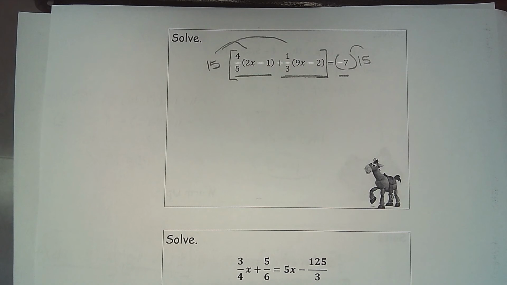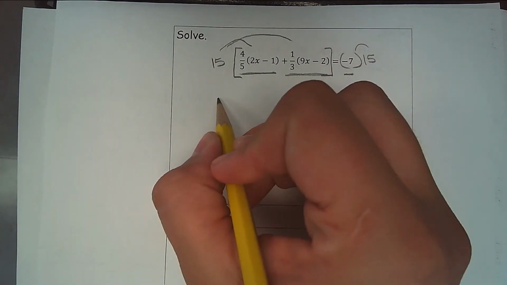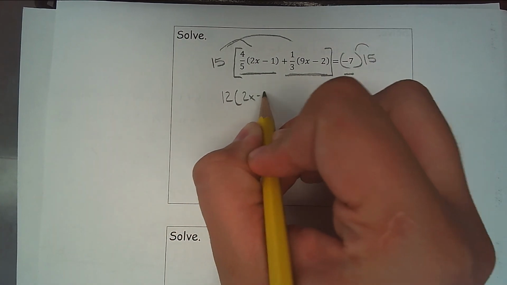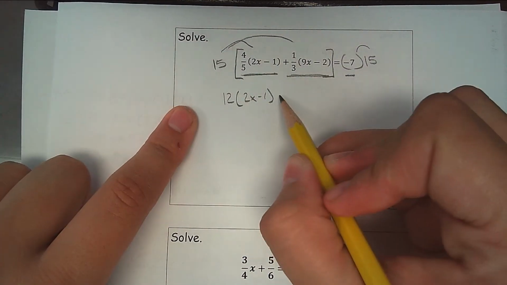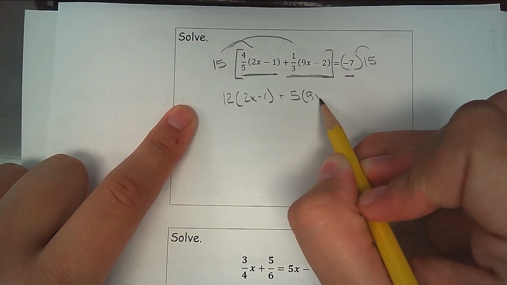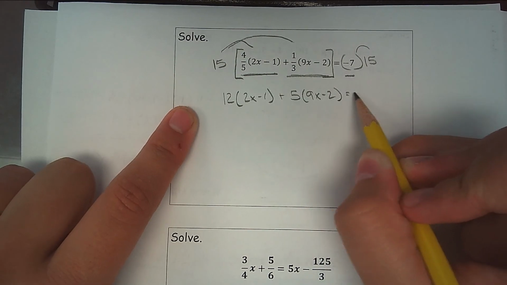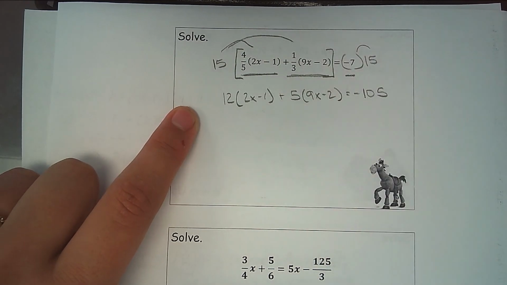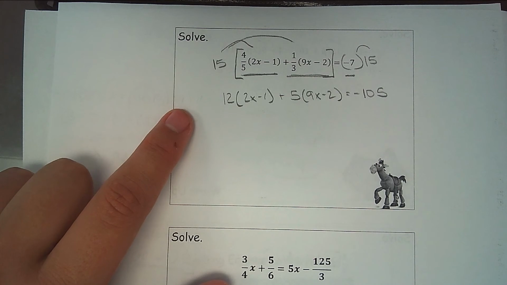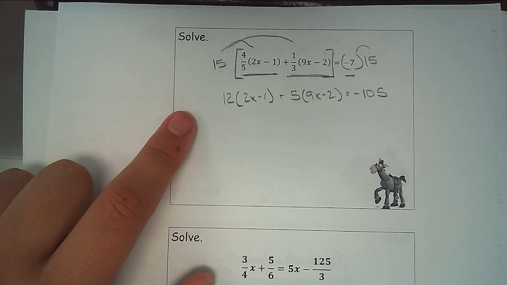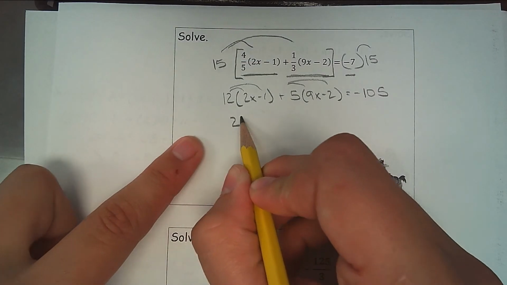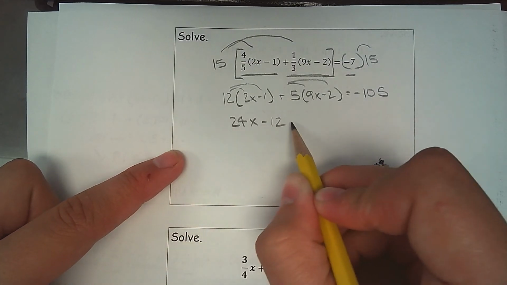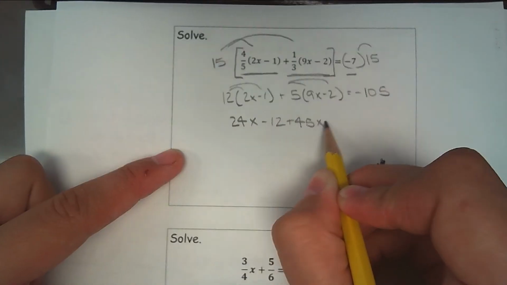So now when I do this, 15 times 4/5 gives me 12. Notice that what's staying in the parentheses is staying the same. 15 times 1/3 is going to give me a 5. And negative 7 times 15 is negative 105. I have some more distribution to do. And I'm going to end up with a 24x minus 12 plus 45x minus 10.